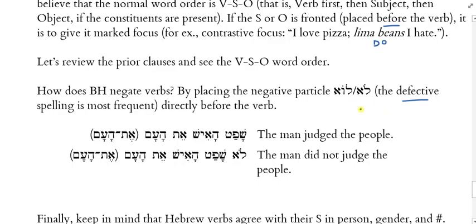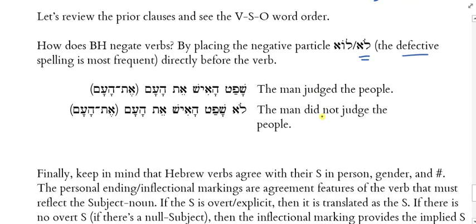And what's interesting is that many times the defective spelling of a word ends up being the more commonly used form. So don't think of defective spelling as unusual or rare. Often the defective spelling can be the more common spelling. And here you will see not usually with a lamed holem aleph, and just a simple lamed holem aleph with a simple holem. Okay, you're going to put the lo right before the verb when you want to negate it. So shafat ha'ish et ha'am, the man judged the people. How do we say he didn't? Lo shafat ha'ish et ha'am. Lo shafat ha'ish et ha'am, the man did not judge the people.